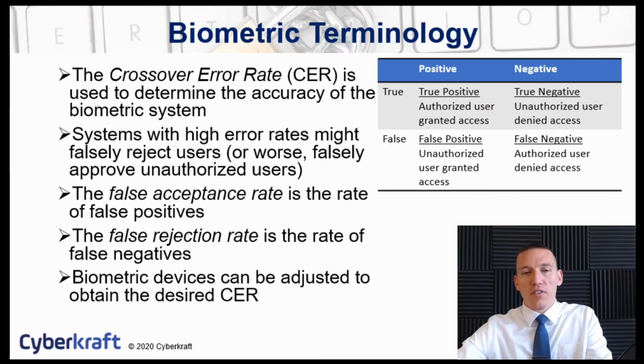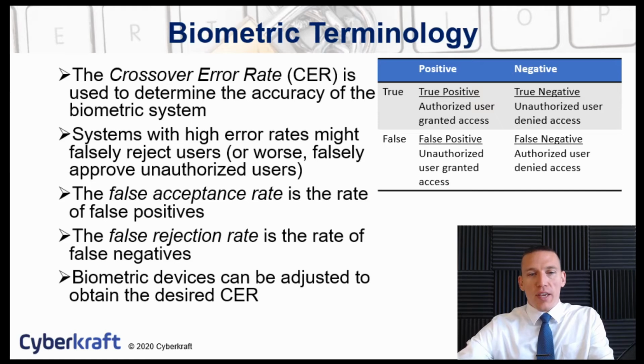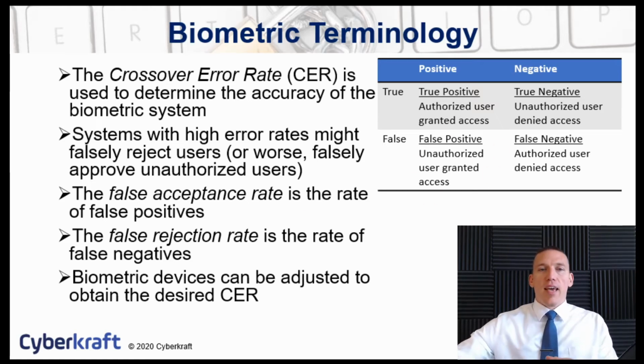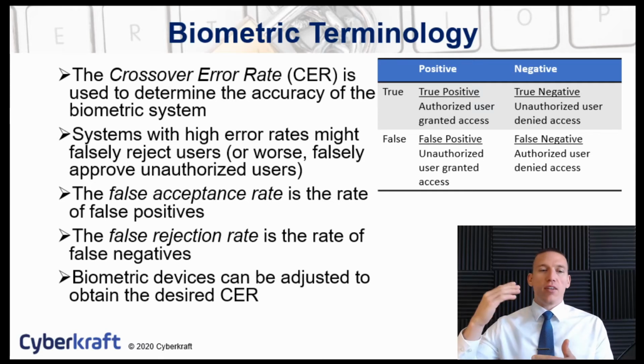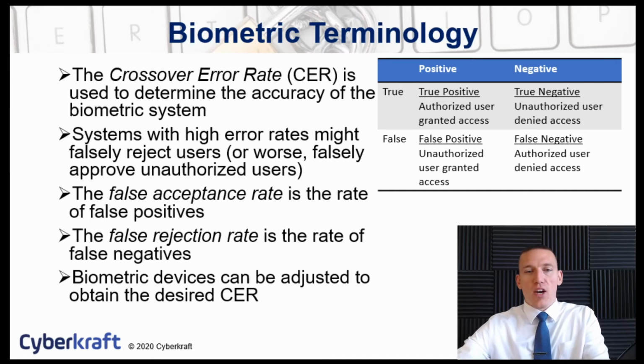And a false negative is when an authorized user is denied access. So somebody who's supposed to have access cannot gain access through the biometric system. So the worst case scenario is a false positive, where unauthorized users are granted access. And systems with high error rates might falsely reject users or falsely approve unauthorized users. If you have high error rates, you're going to have more results from this false row.